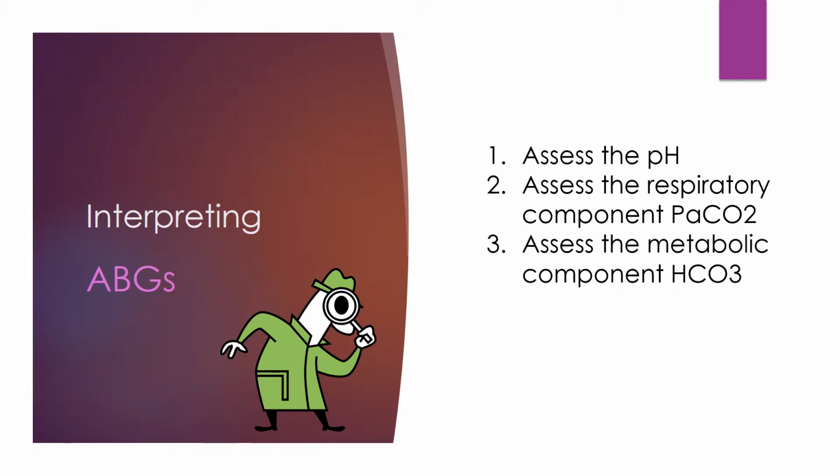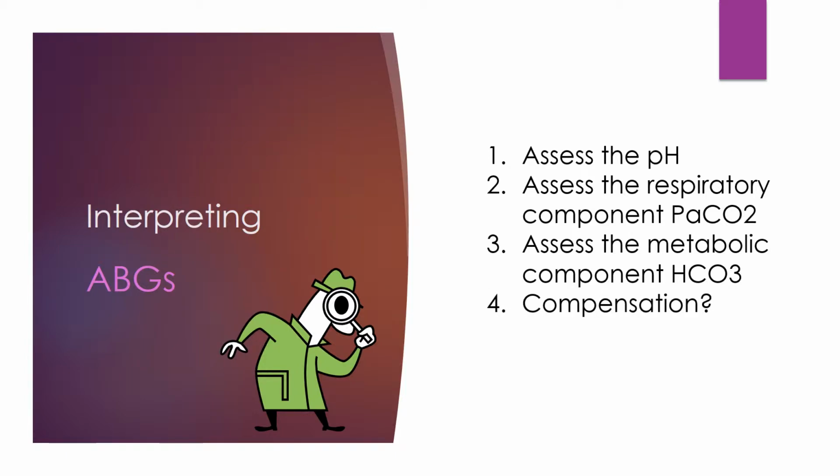Okay, Inspector, the next thing we want to do is assess the metabolic component, the bicarbonate, also referred to as HCO3. Normal range is 21 to 28. Increases are indicative of metabolic alkalosis. Decreases are indicative of metabolic acidosis.